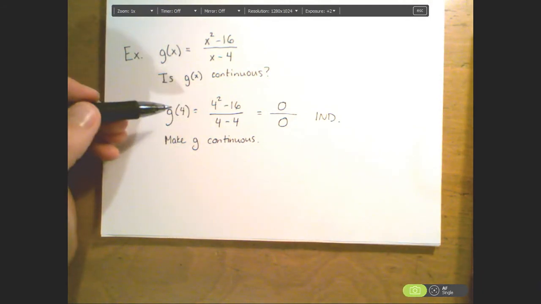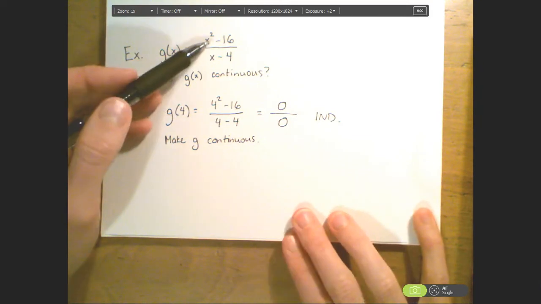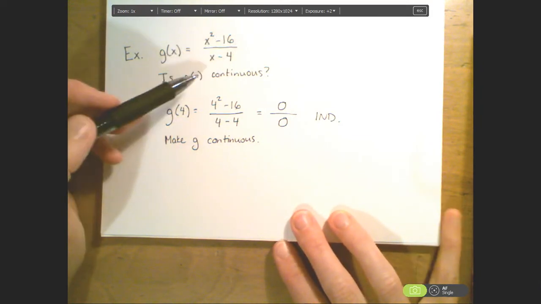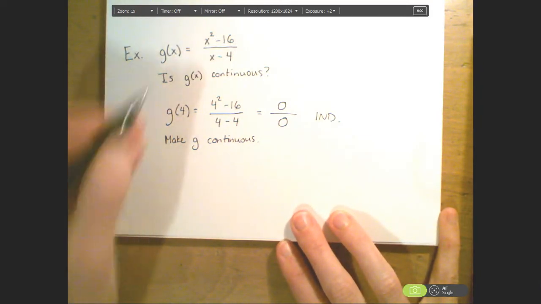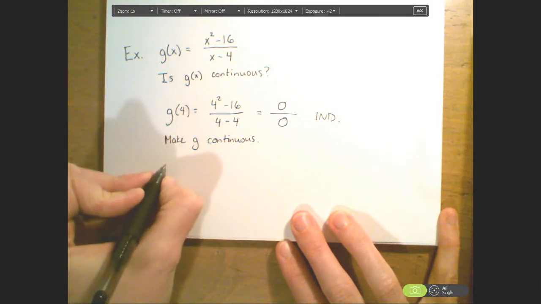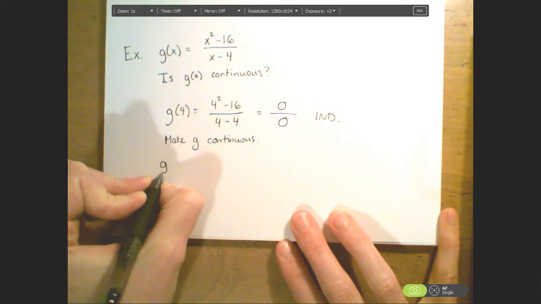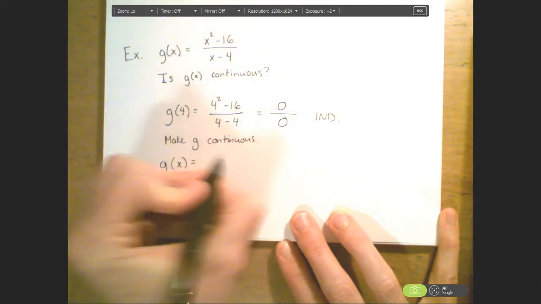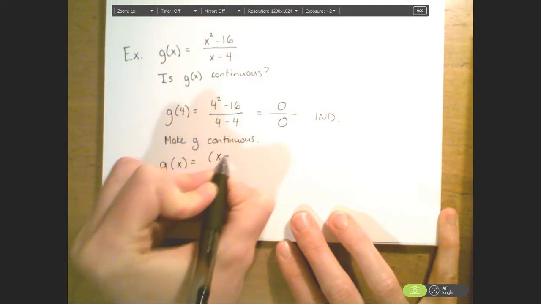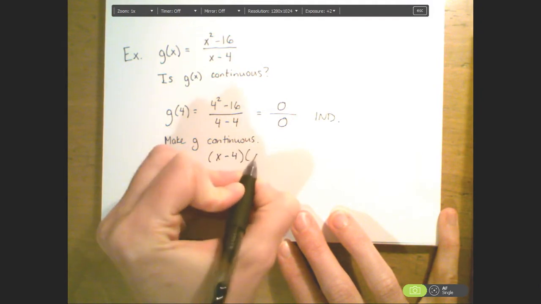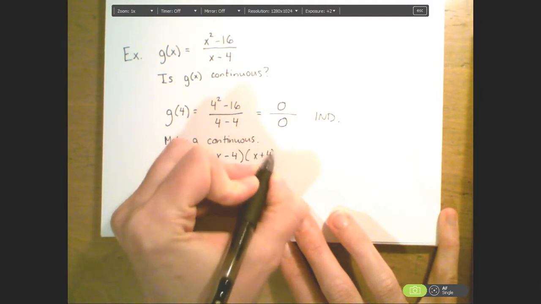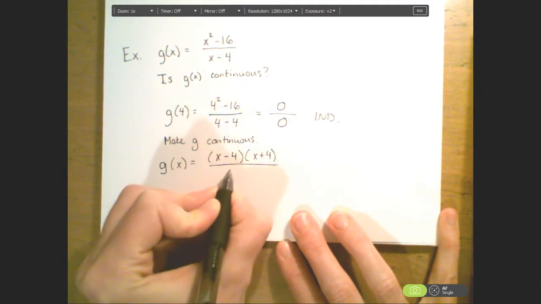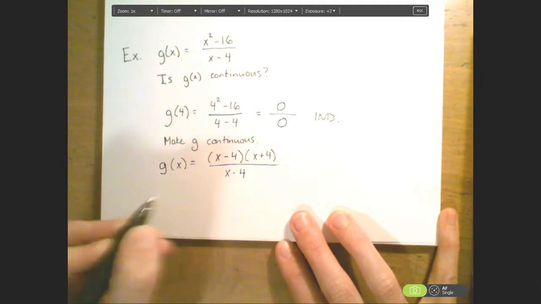We could evaluate it graphically. We could evaluate it by looking nearby. I'm going to do it by doing a little bit of algebra. And this is a preview of our next section. So g of x, I can rewrite the numerator by factoring it. It becomes x minus 4 and x plus 4 with the difference of squares. And the denominator is still x minus 4.